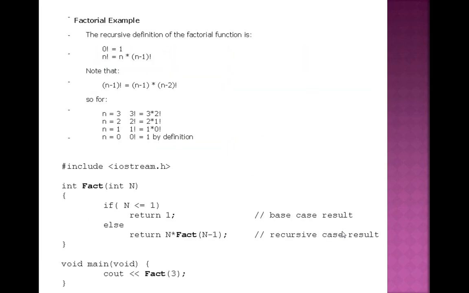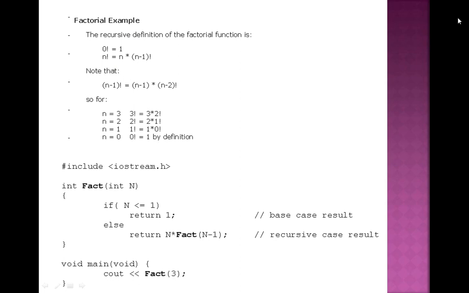Now, this is your example. This is the same example of the factorial example. So the first line says the recursive definition of the factorial is, first of all, 0 factorial has a value 1, n factorial has a value n into n minus 1 factorial.